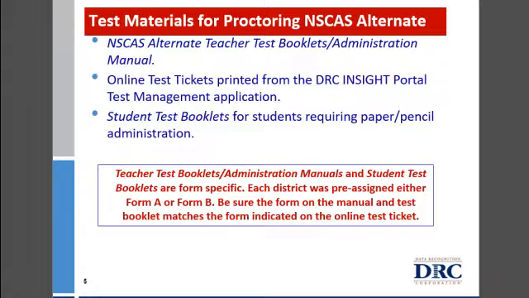Test materials for proctoring the NSCAS alternate. At a minimum, proctors will need a copy of the grade and form-specific NSCAS alternate teacher test booklet / administration manual and online student test tickets to administer the test. The print-on-demand NSCAS alternate administration manual contains the familiar item-by-item prompts that inform proctors of what to do and say when administering the test. Online student test tickets contain unique usernames and passwords for a student that must be used to access tests for all subjects assessed at the student's grade.